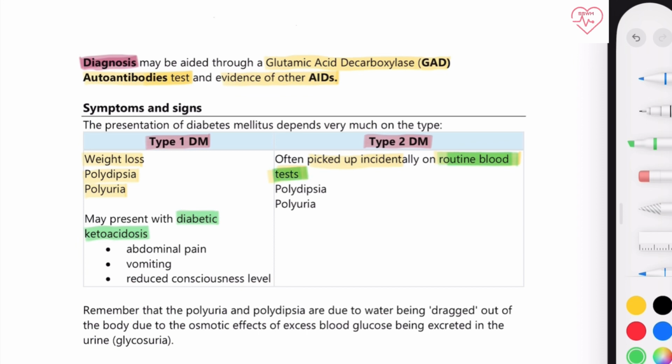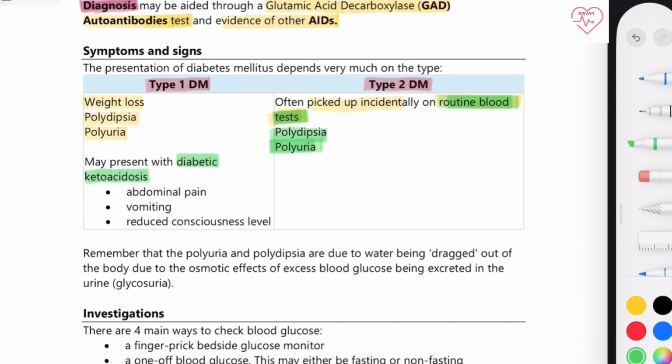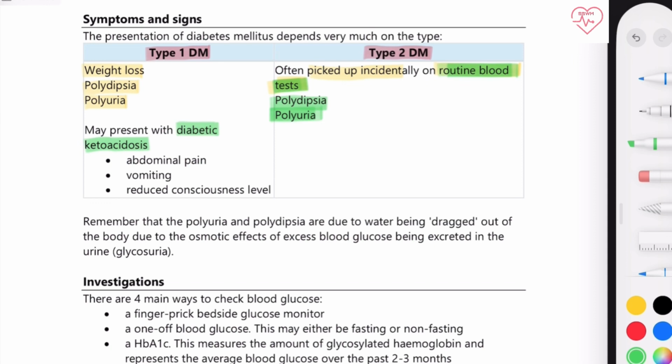And there will also be polydipsia. There will be polyuria. Remember that the polyuria and polydipsia are due to water being dragged out of the body due to osmotic effects of excess blood glucose being excreted in the urine, that is glycosuria. So polyuria and polydipsia happen because of water being dragged out, due to osmotic effects of excess blood glucose being excreted in the urine, that is glycosuria.